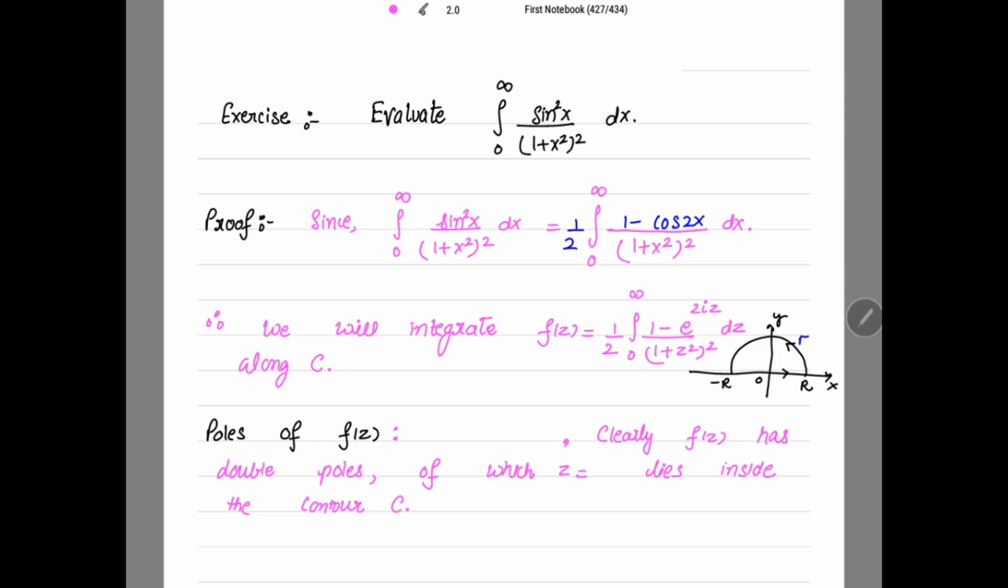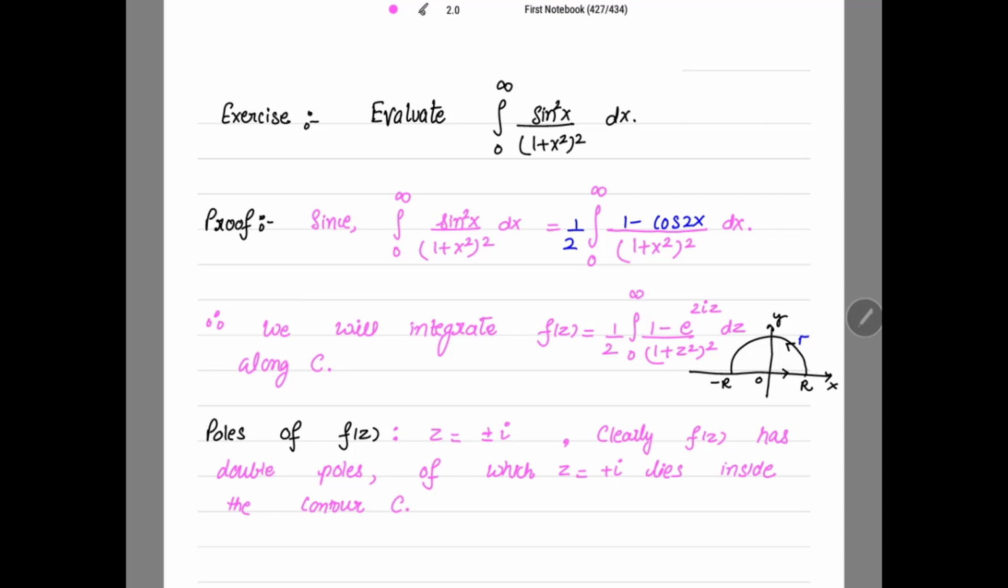You all know that. Now, finding the poles of f(z), just take the denominator equal to 0 and then you will get z is equal to plus minus iota. Yes, it is a double pole. So clearly f(z) has double poles, of which z equal to plus iota lies inside the contour C. Now I am going to calculate the residue of this function at z equal to iota.